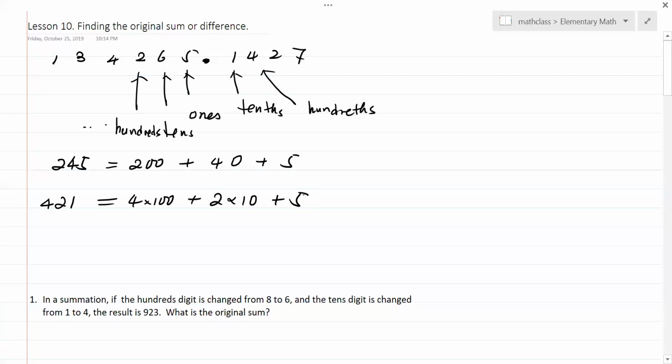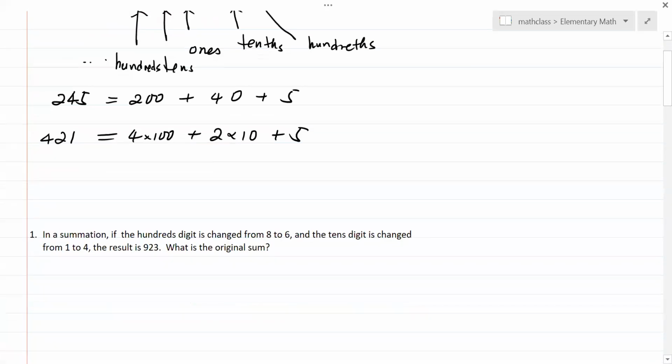Now let's take a look at the problems. The first problem: in a summation, if the hundreds digit is changed from 8 to 6, I'm talking about one of the numbers, and the tens digit is changed from 1 to 4, the result is 923. What is the original sum?